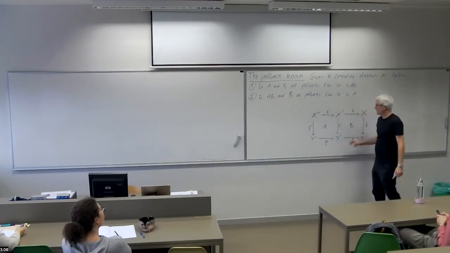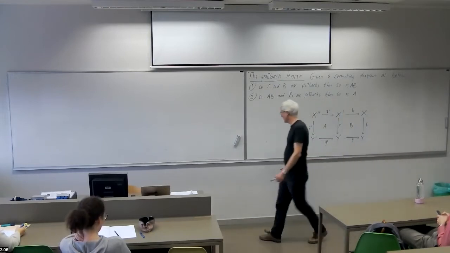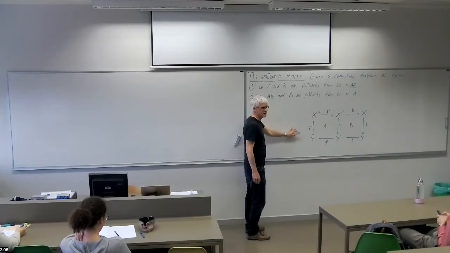Only I've taken the liberty of labeling the diagram now, and that's going to be useful because we're going to start by proving the pullback lemma. I sort of set this as an exercise, but I want to do an example of a proof in detail, and this is a good example of a proof to do.